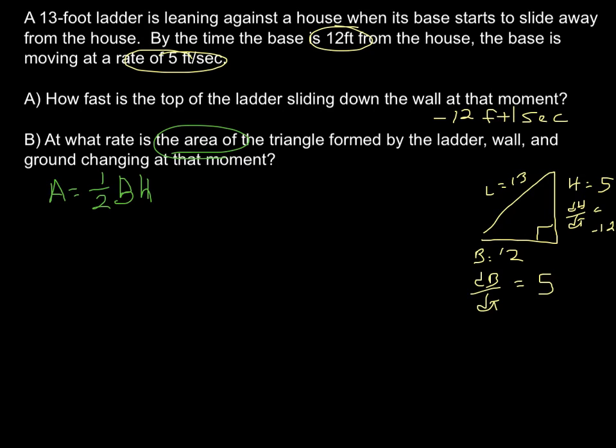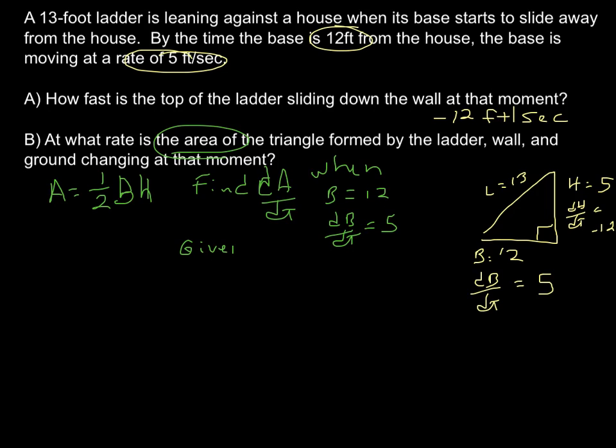We have our find. We are going to find dA/dt when B is 12 and dB/dt is 5, and we are going to be given, well, I guess we were given dB/dt, I'm sorry. So that's what we were given. Okay, so now we're going to go ahead and start solving it.